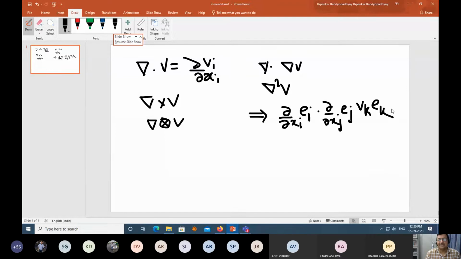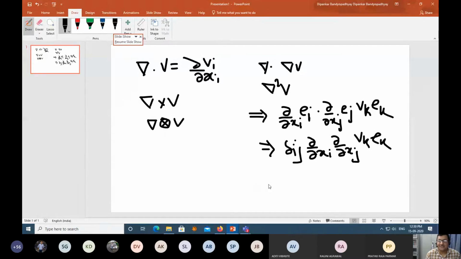So I'm writing this in a tensorial index notation, and these are all n-dimensional spaces. Now I know that the dot product between e_i and e_j implies what? This will be delta_ij. Correct? Now if that is the case, then I will have del x_i, then del x_j, then v_k, then e_k. Once that is the situation, I know i equal to j will only survive for a Kronecker delta symbol. So x_i and x_i will be okay.